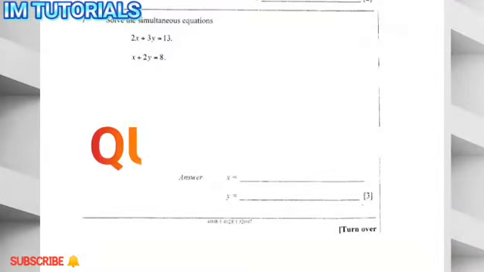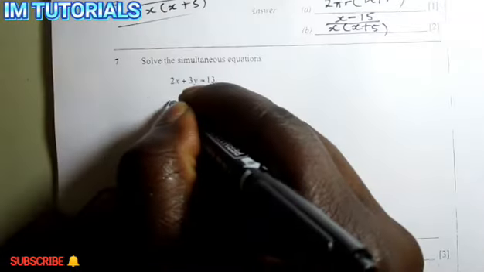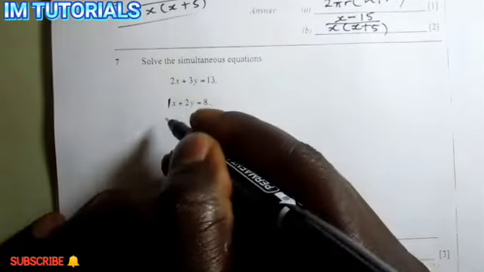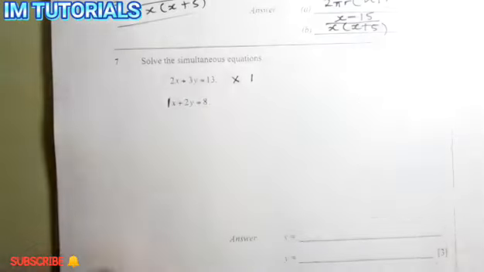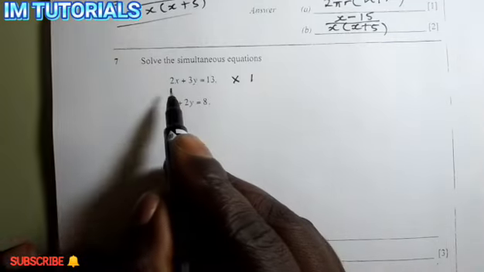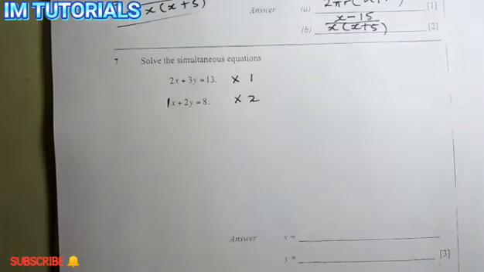To question number 7, it reads, solve the simultaneous equations, right? So the idea here is to use the elimination method, whereby the coefficients of x must be the same. So x is as good as 1x. So the coefficient of x in equation number 2 multiplies equation number 1. Then the coefficient of x in equation number 1, which is 2, is going to multiply equation number 2. I hope you are listening.